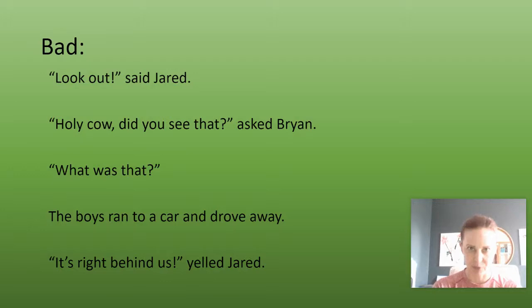Let me just kind of show you an example. So this would be bad dialogue. "Look out," said Jared. "Holy cow, did you see that?" asked Brian. "What was that?" The boys ran to a car and drove away. "It's right behind us," yelled Jared.